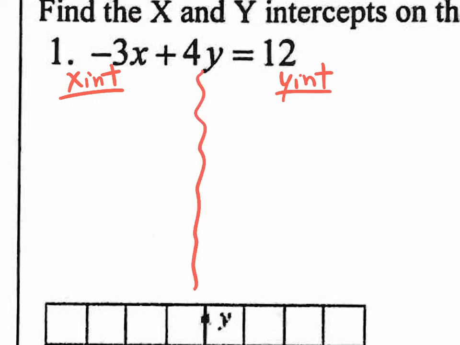Now for the x-intercept, I'm going to set y equal to 0 and solve. Now notice that instead of the y, I put parentheses, and I'm going to put a 0 right in there.